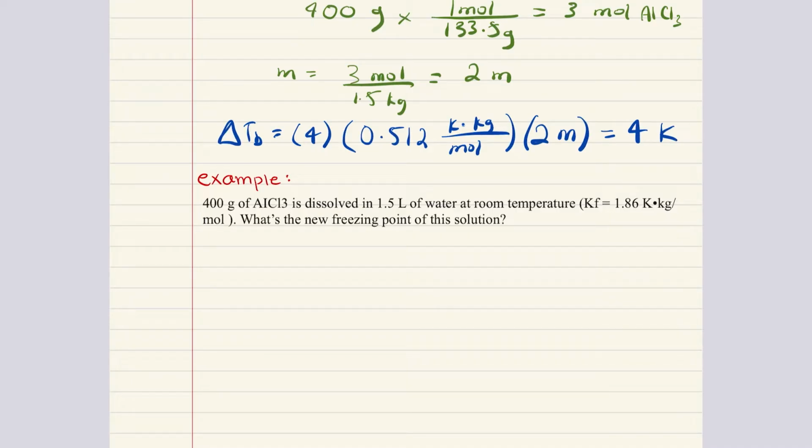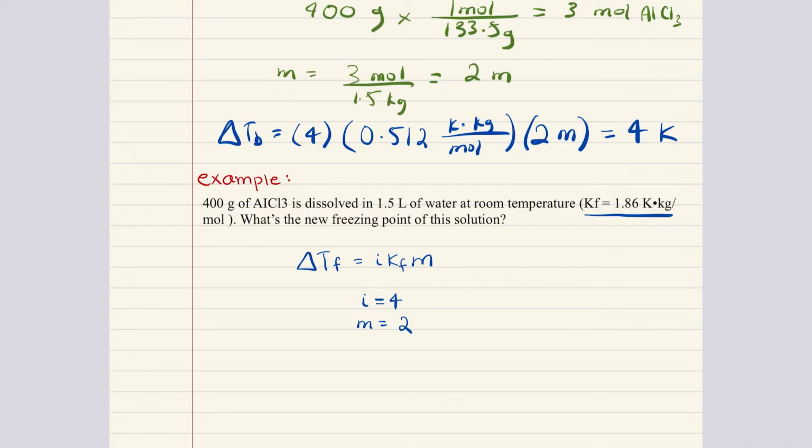This last example says 400 grams of aluminum chloride is dissolved in 1.5 liters of water at room temperature. And here we're given the Kf value. What is the new freezing point of this solution? Now, to calculate the freezing point depression, that's going to be equal to i multiplied by Kf multiplied by molality. Now, not much has changed from the previous problem. i is still equal to 4 because we're dealing with aluminum chloride, and the molality is equal to 2 because we have 400 grams of aluminum chloride dissolved in 1.5 liters, exactly the same as the previous problem.